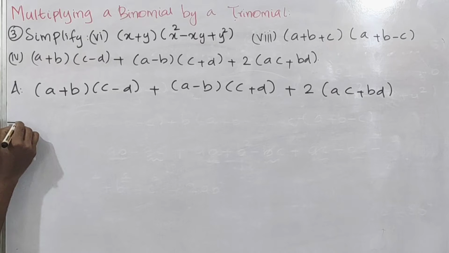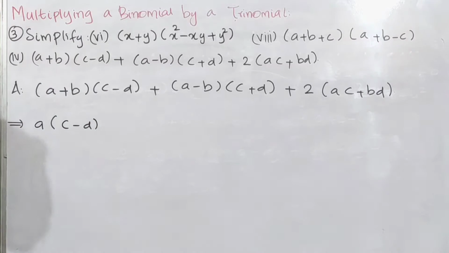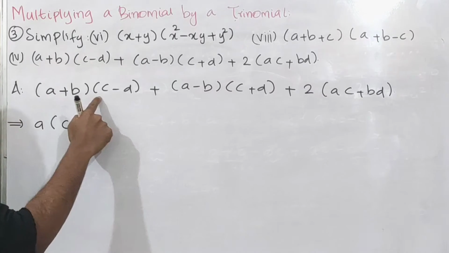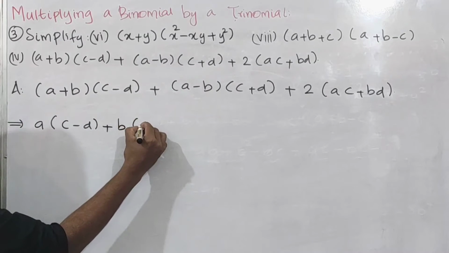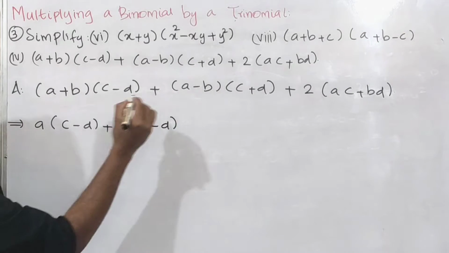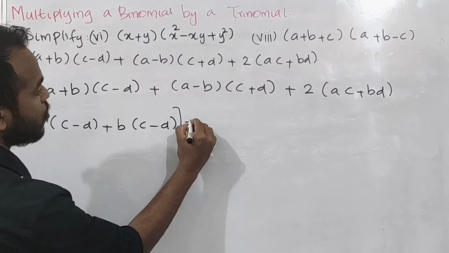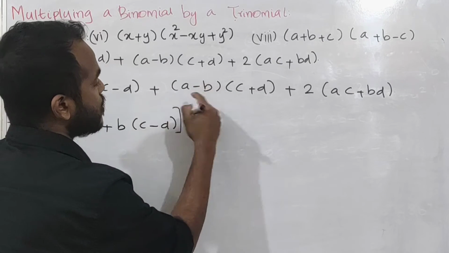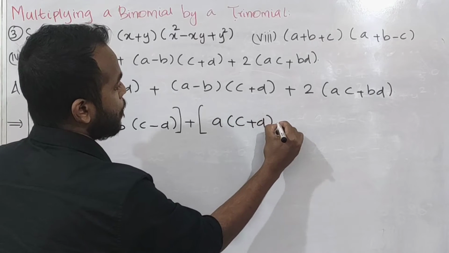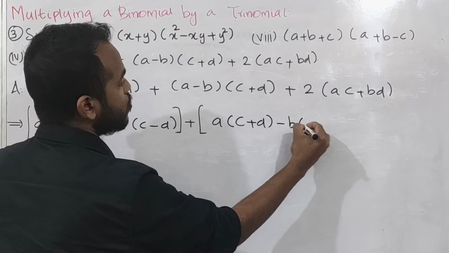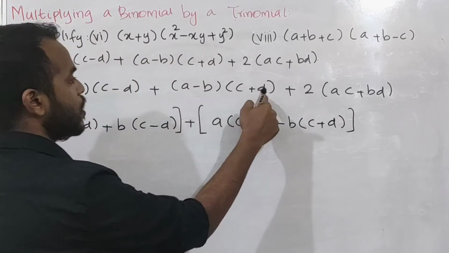So let's write the answer. A into c minus d. I hope I don't need to explain anymore. First term into second bracket completely plus second term of the first bracket into second bracket completely. Then this much is the product of these terms. Now we have plus a. First term is a into second bracket completely c plus d minus b into second bracket completely c plus d. So this will end this much.